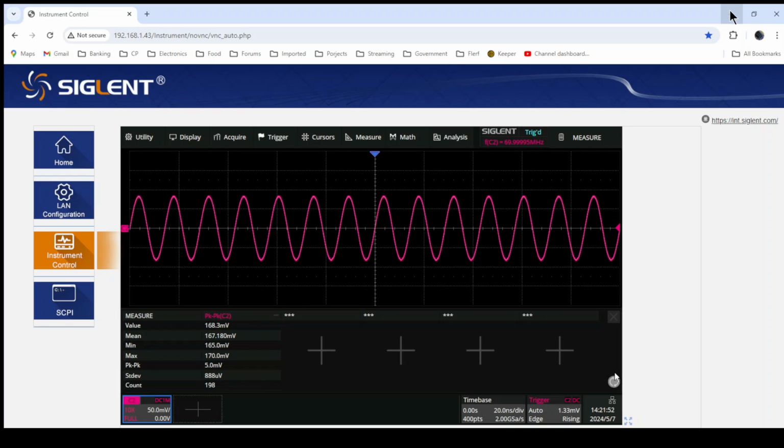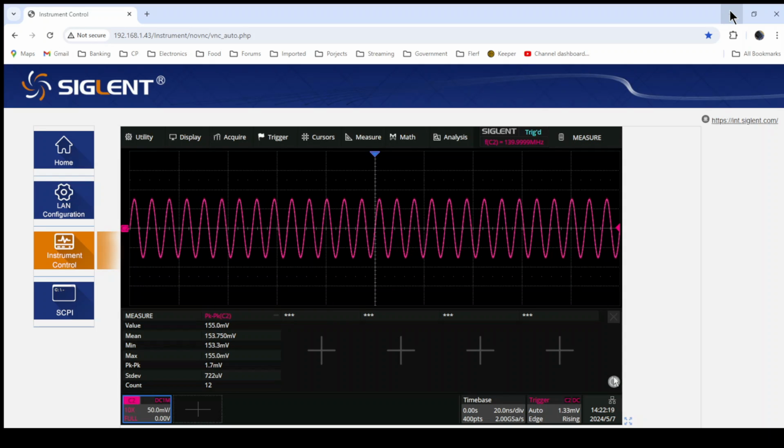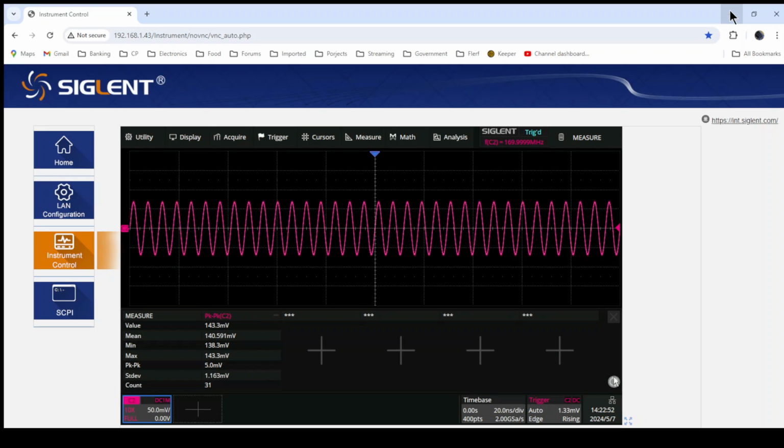Let's bump it up to 100 megahertz, see where we go from there. We're still around about 168. Let's get brave. Let's try 140 megahertz. Okay, we're down a tiny bit to 153 millivolts, thereabouts. 154. That's twice the rated bandwidth. Okay, let's go up to 170. Yeah, we're beginning to come down a bit now. We're down at 140, but we've still got a long way to go to 126.